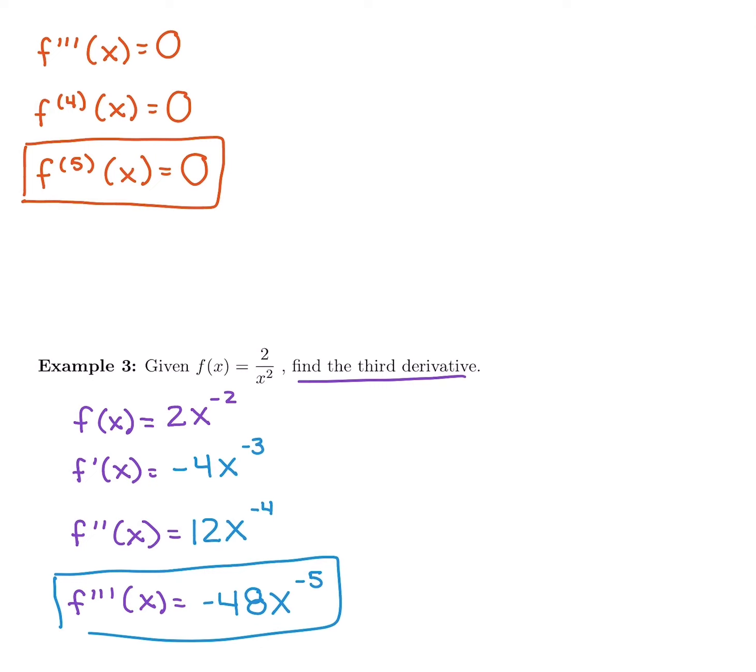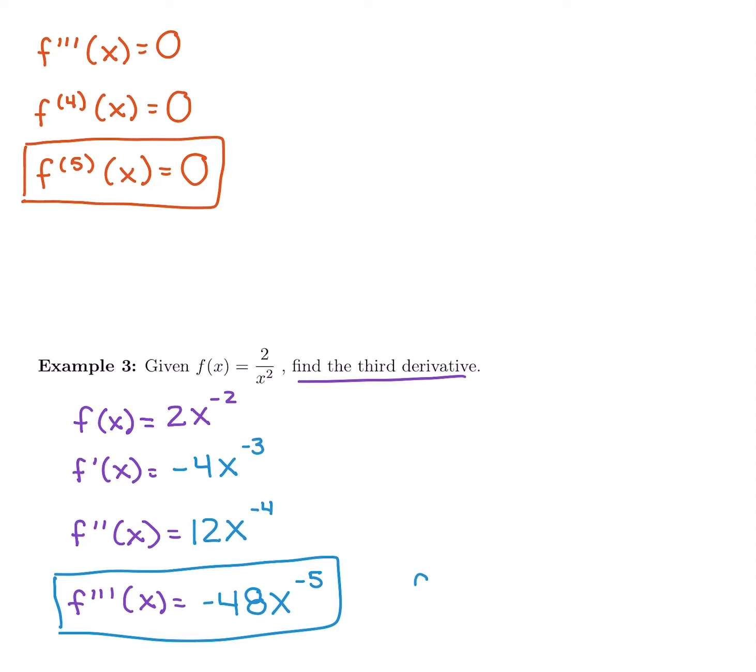This was a tricky one because every time you brought down the power and raised it to a new power, bringing down that power and multiplying by a negative switched the sign. So the first derivative was negative 4x to the negative 3. Then it was a positive 12x to negative 4 for the second derivative. And then we're back to a negative 48x to negative 5 for the third derivative.